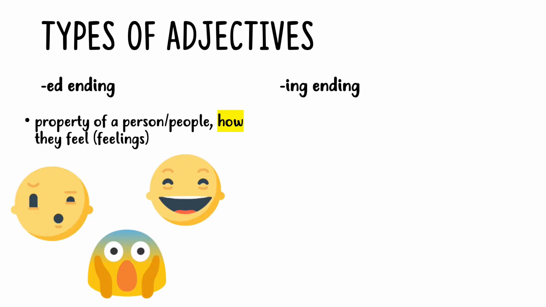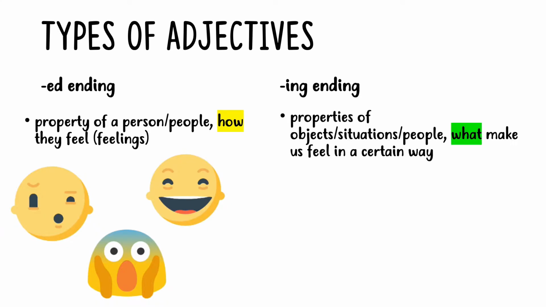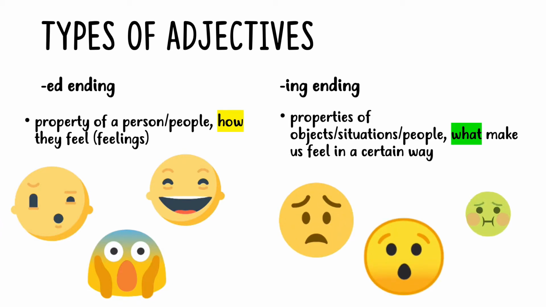When we talk about adjectives with ing endings, we refer to the property of an object, a situation, or people. In other words, what provokes a certain feeling. For example, worrying, surprising, or disgusting.